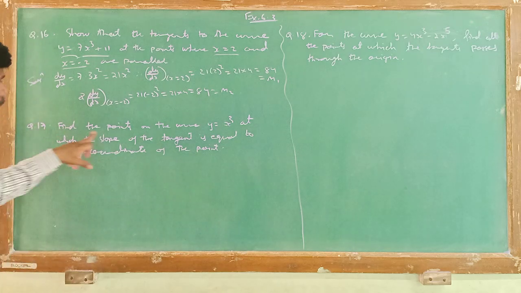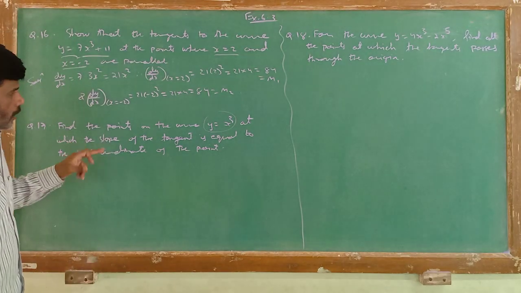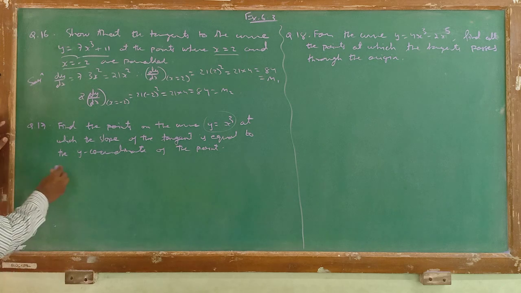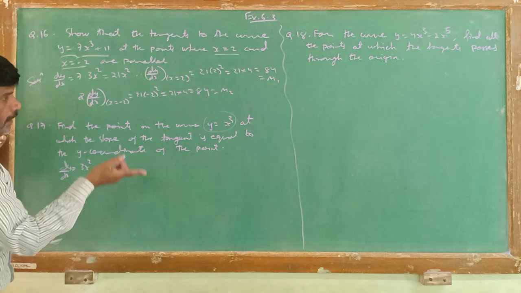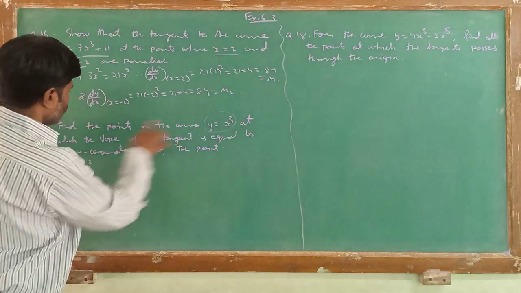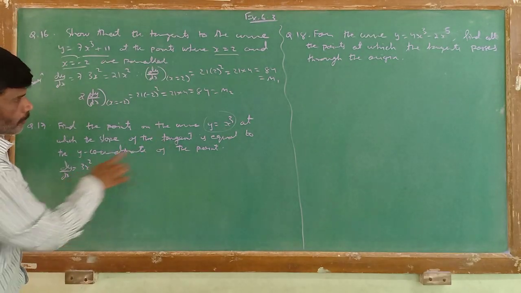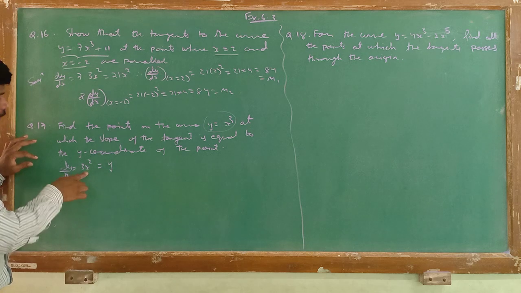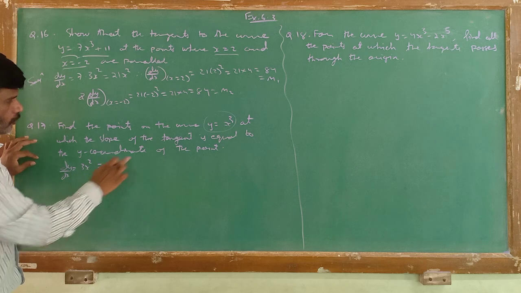Now question number 17. Find the points on the curve y equals x cube at which the slope of the tangent is equal to its y coordinate. First of all we will find dy by dx. dy by dx is the derivative of x cube, 3x square. Now this is the slope. The slope of the tangent is equal to the y coordinate, so 3x square is equal to y.